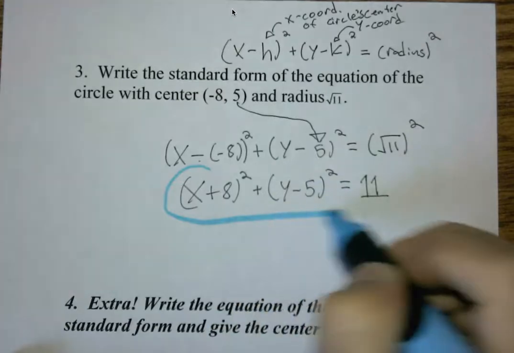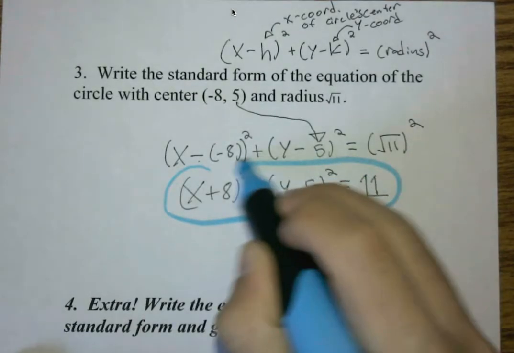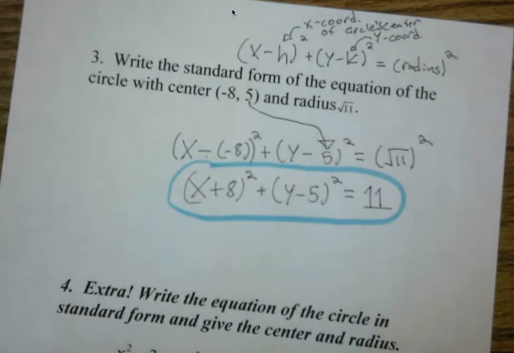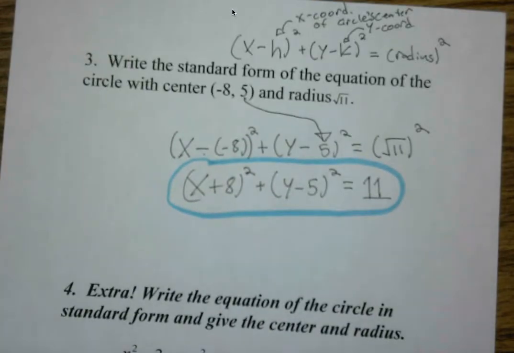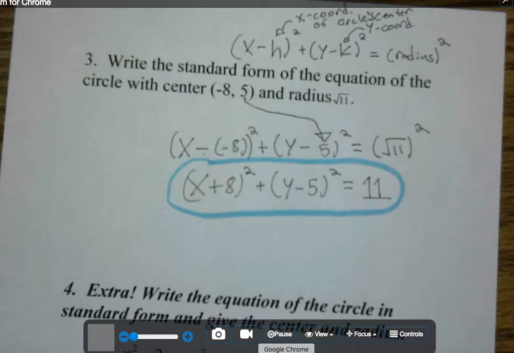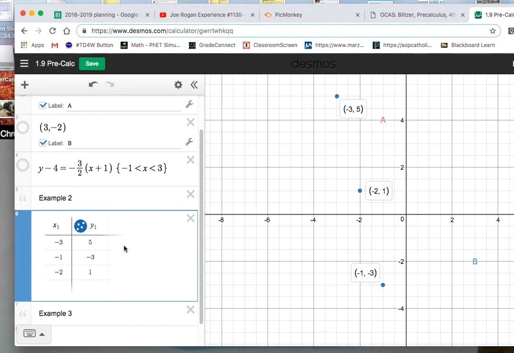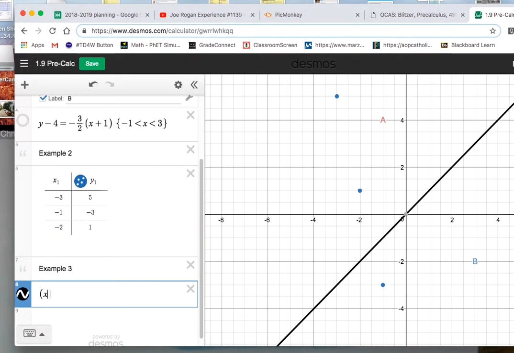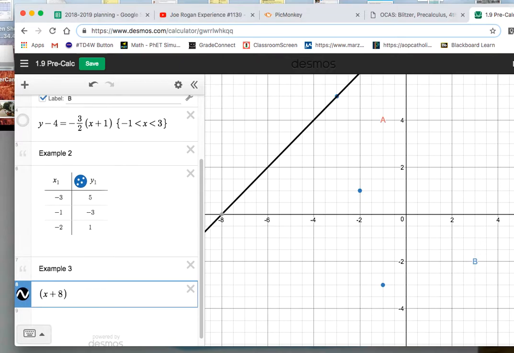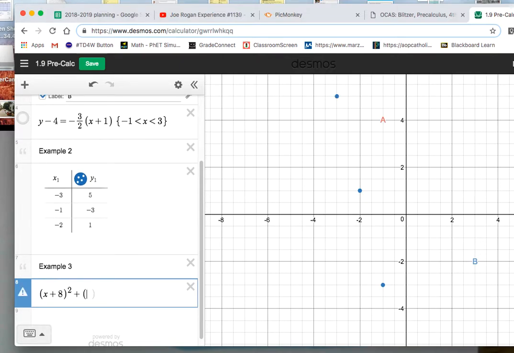There is nothing we can really simplify. We see that the binomials are being squared. We see that our radius is there being squared. So let's plot this out just so that we have closure. And because we like the visual interpretation. So we have x plus 8 being squared. And then adding on y minus 5 being squared, where this is all equal to 11.